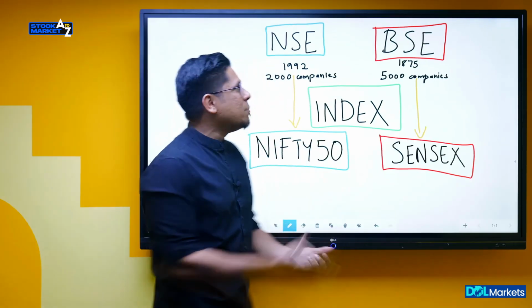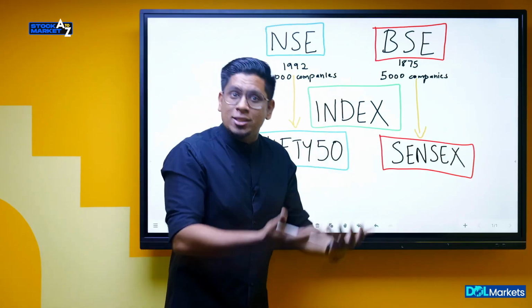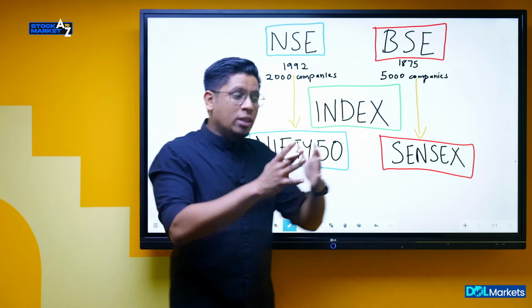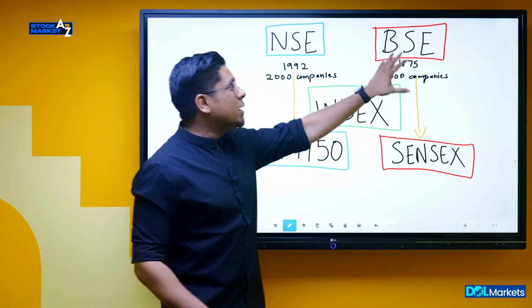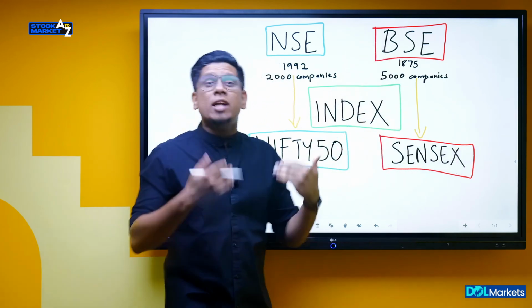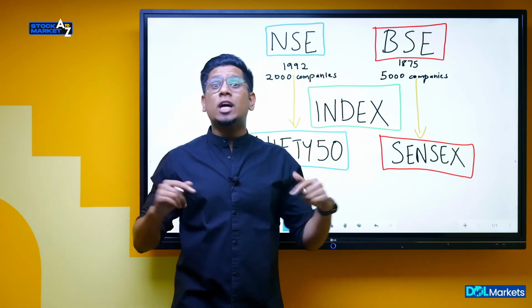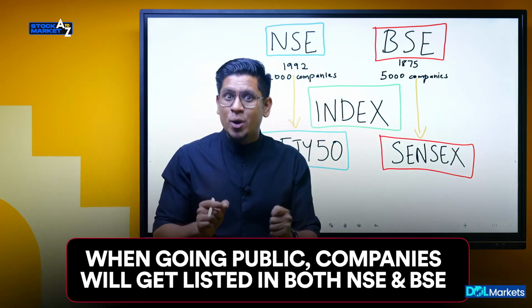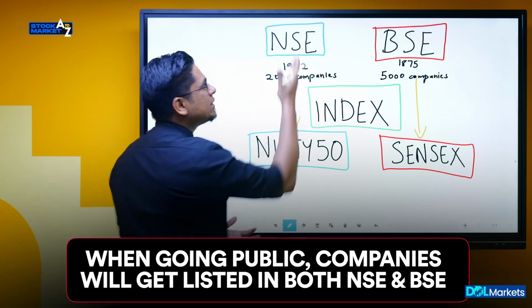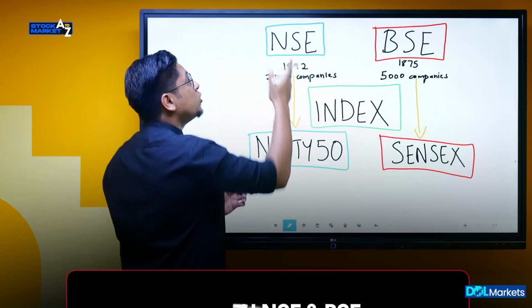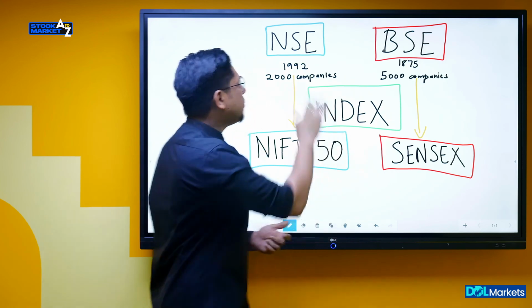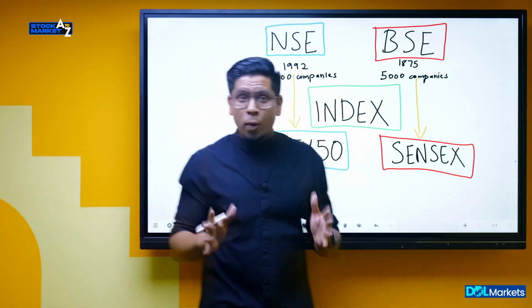Now you have to understand that BSE is a way older stock exchange, and for that reason all the initial companies in India used to be listed only in BSE. But now, all the companies which are going public by doing their IPO get listed both in NSE and BSE. So NSE is fairly newer. That's why it has fewer companies. So I hope you get the point.